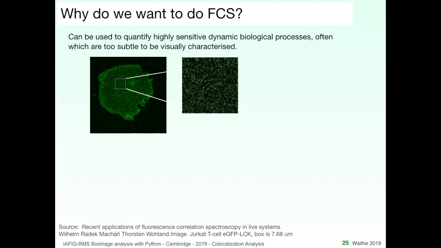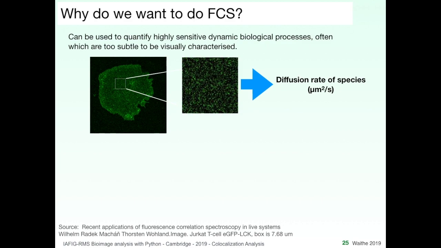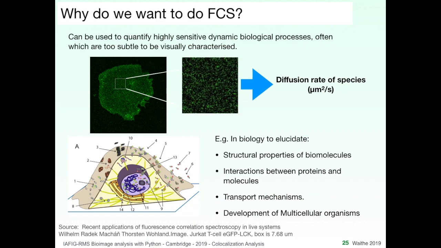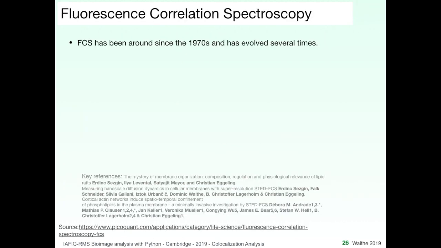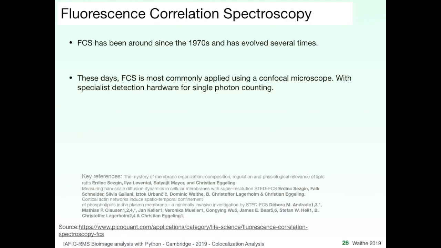So we want to find out the diffusion rate of these proteins in response to certain treatments, because it relates to biological mechanisms, and that's interesting. So how do we do it? Sorry, there's some more history. It's been around since the 1970s and has evolved several times with different technologies. These days it's most commonly applied using confocal microscopes with specialist detection hardware for single photon counting.